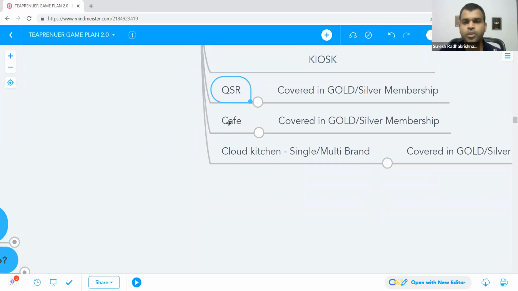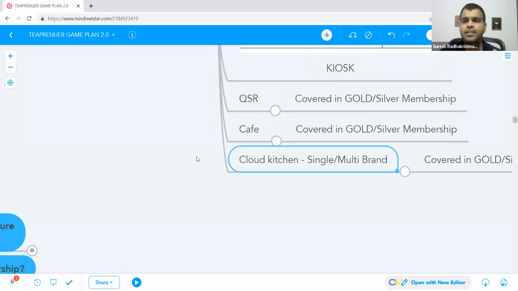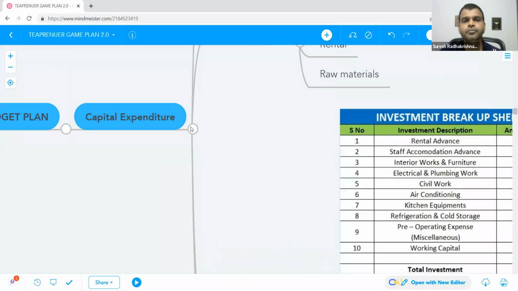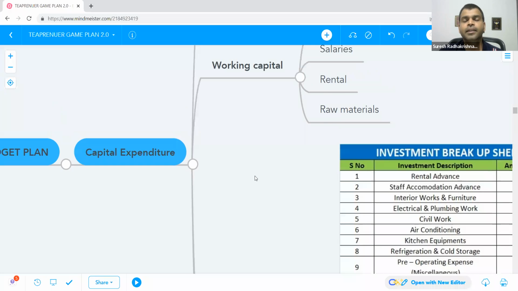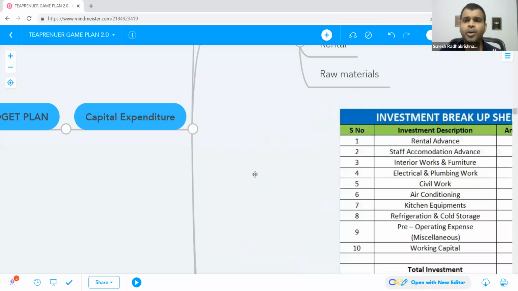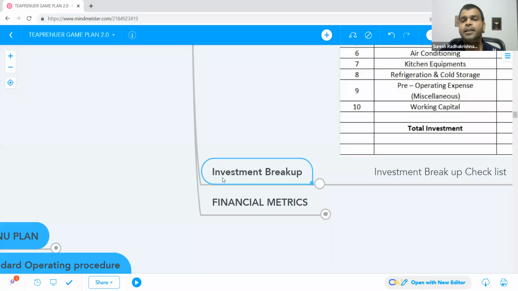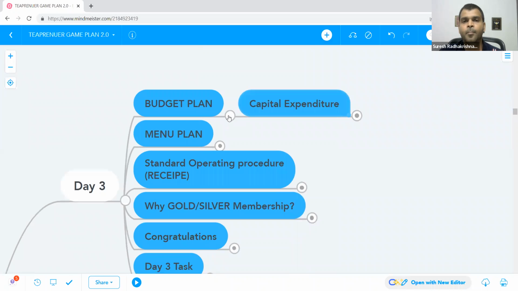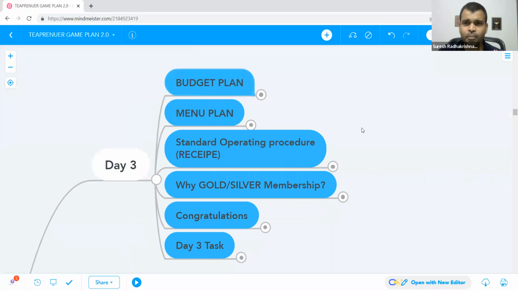So as I told you, QSR, cafe, cloud kitchen, all of these are covered in gold and silver membership. Super. What did we see regarding budget plan, initial investment, working capital, investment breakup, and financial metrics? Super. Now coming to the menu plan.